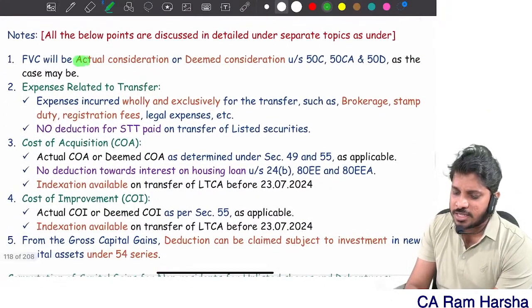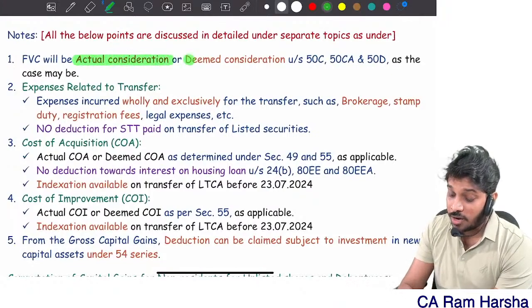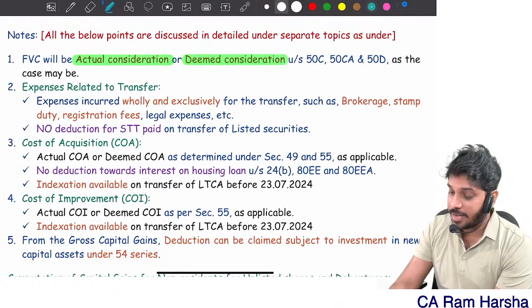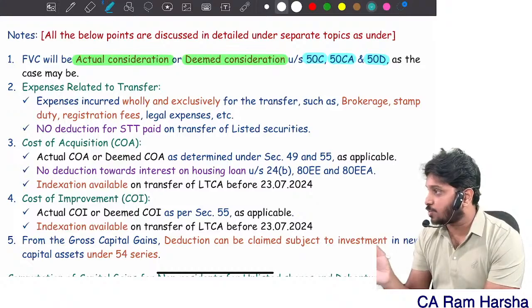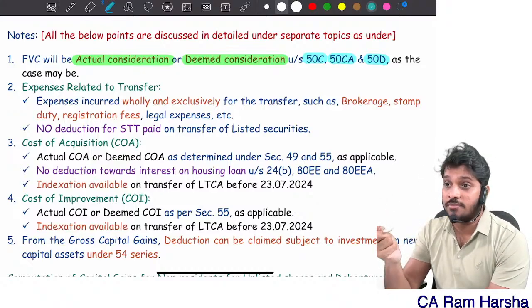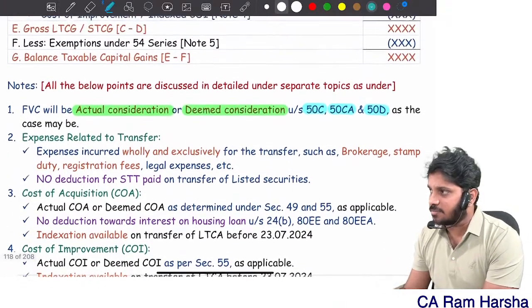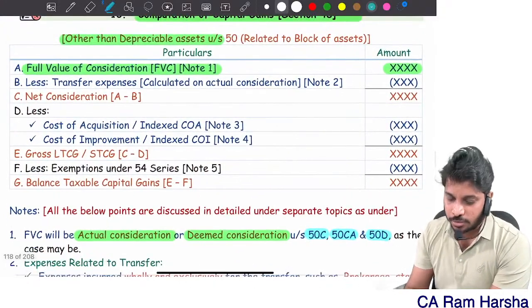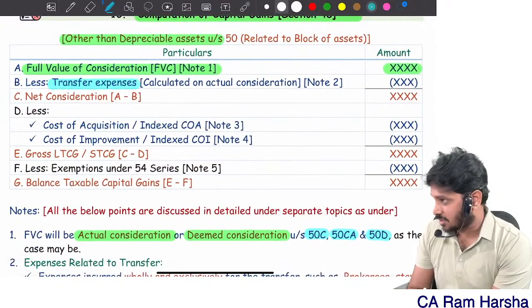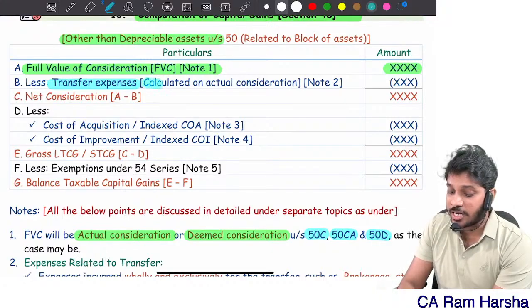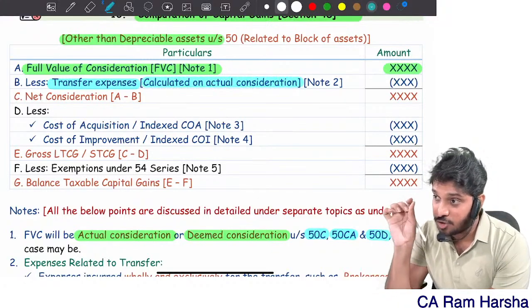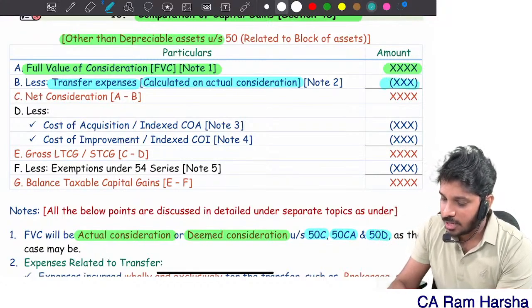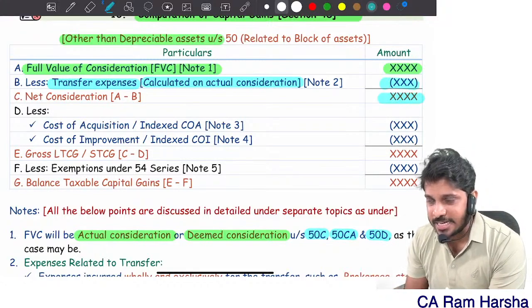Full value of consideration can be actual amount or deemed consideration, which may be as per 50C, 50CA, 50D, whichever is applicable. We'll discuss that later. Full value of consideration, find out. Reduce transfer expenses. Remember, transfer expenses generally will be calculated as a percentage of actual consideration, or they'll give you straight away the amount. Reduce that. What you will get is called net consideration.